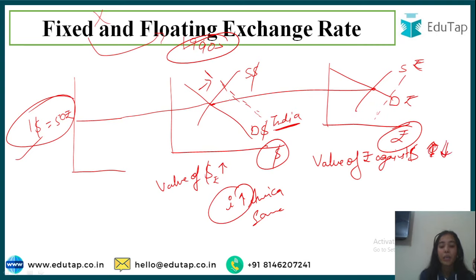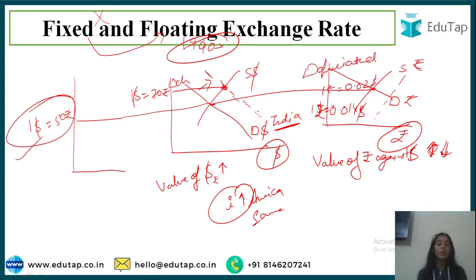So that means depreciation has taken place. Now $1 equals 70 rupees, so 1 rupee equals 0.014 dollars. The Indian currency has depreciated because the value has decreased from 1 rupee equal to 0.02 dollars to 0.014 dollars. So the value of the rupee has decreased and the value of the dollar has increased.